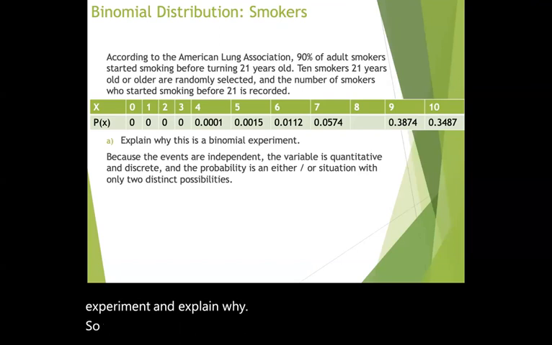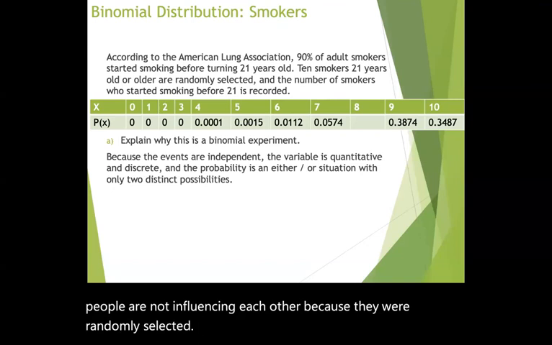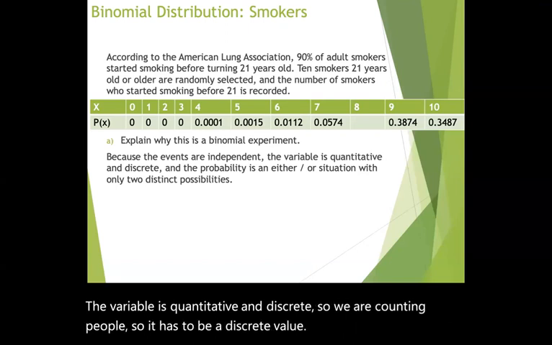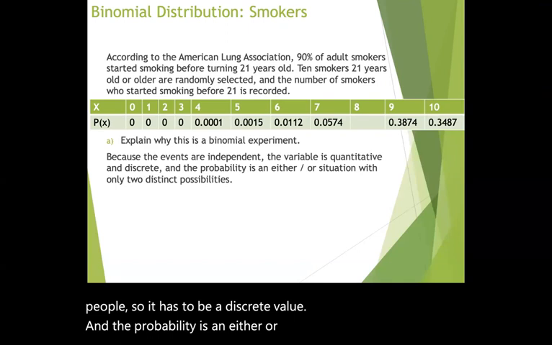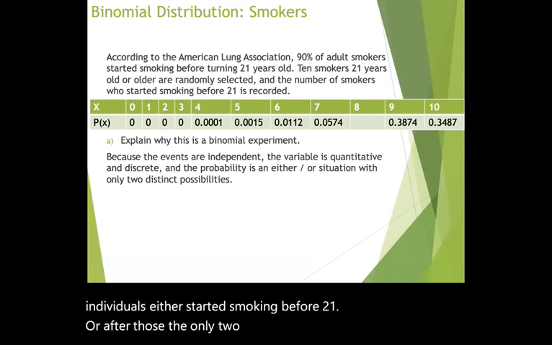So in this case, all the events are independent. We're assuming the people are not influencing each other because they were randomly selected. The variable is quantitative and discrete. So we are counting people. So it has to be a discrete value. And the probability is an either or situation. So in this case, individuals either started smoking before 21 or after. Those are the only two possibilities here.